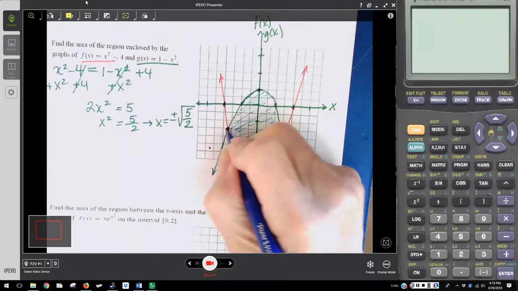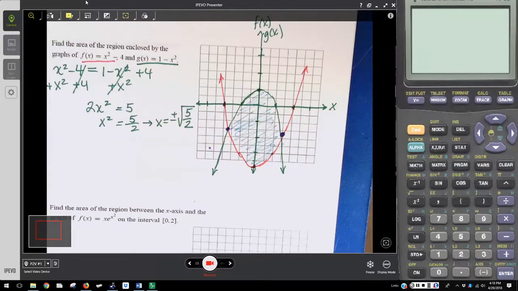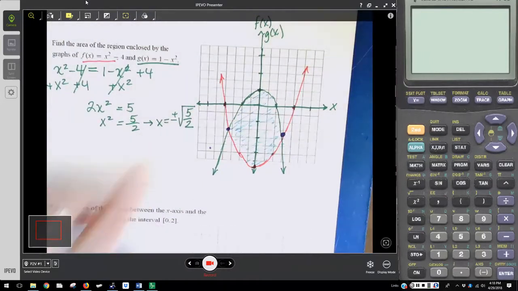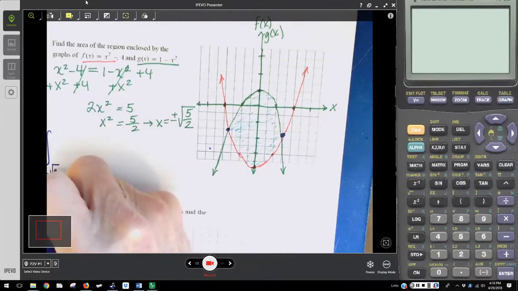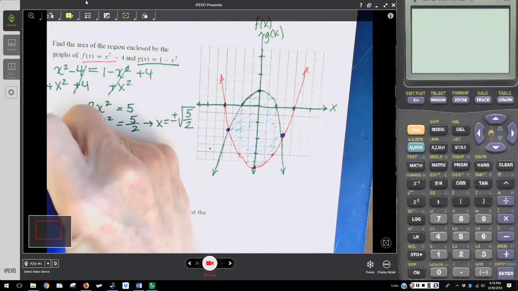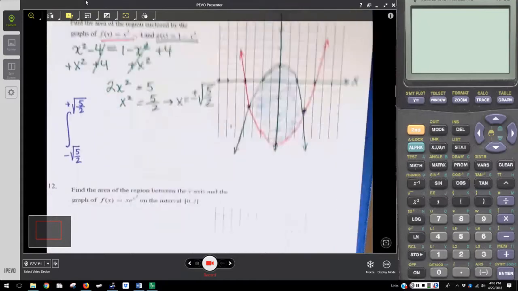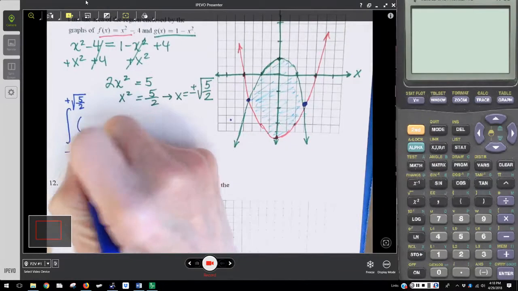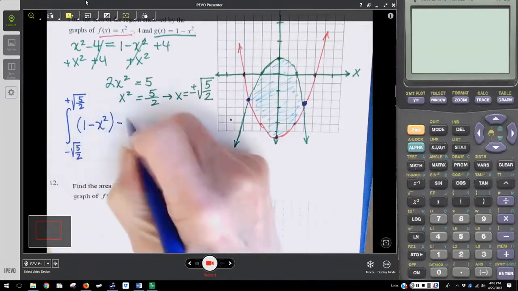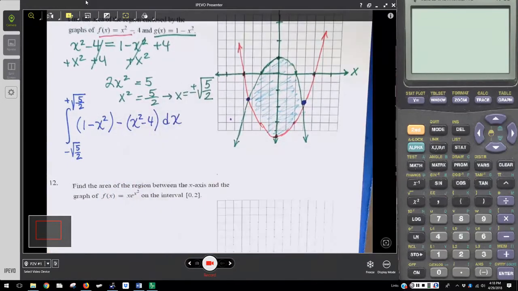So the x values where this intersection takes place is going to be plus or minus the square root of 5/2. So the actual integral is from negative square root of 5/2 to the positive square root of 5/2, which by the way comes out to be about 1.58, of 1 minus x squared minus x squared minus 4 dx. And you don't really need to do any more than that to do the problem, because you can then plug it into your calculator.